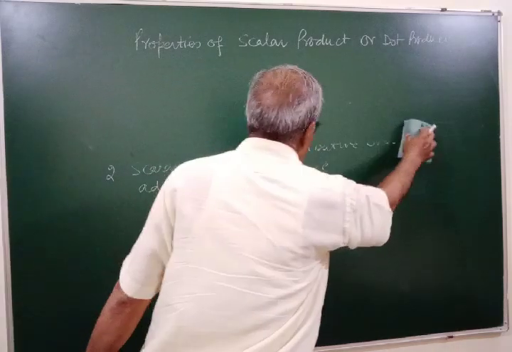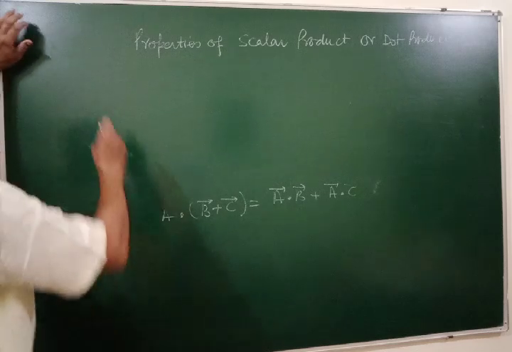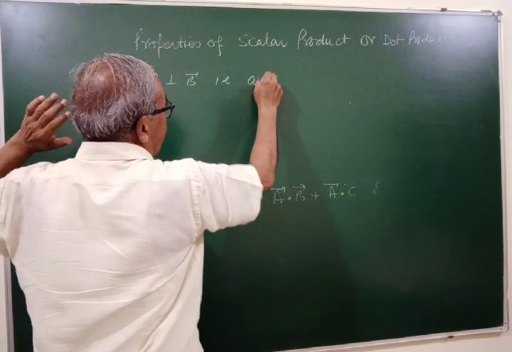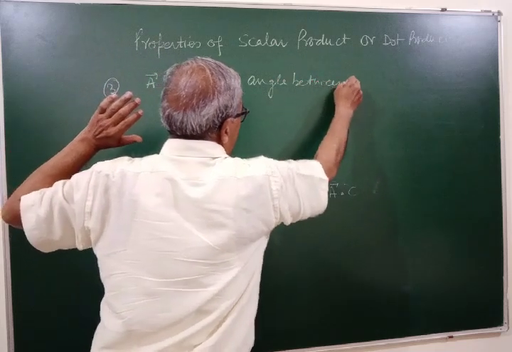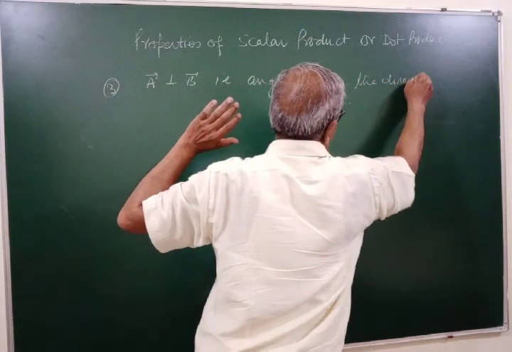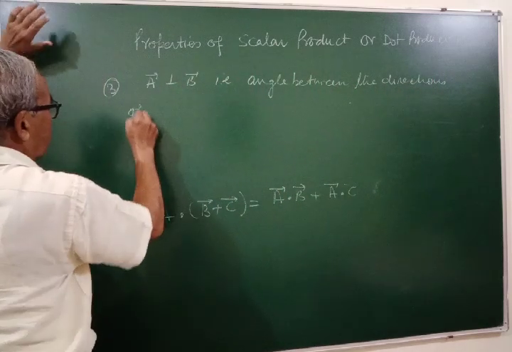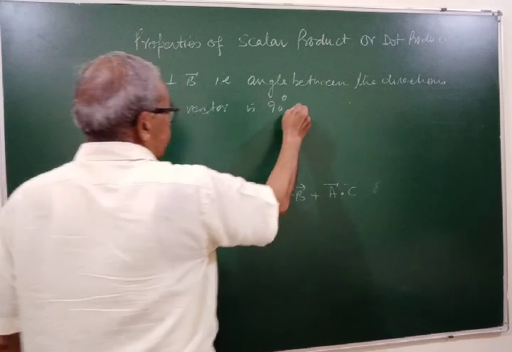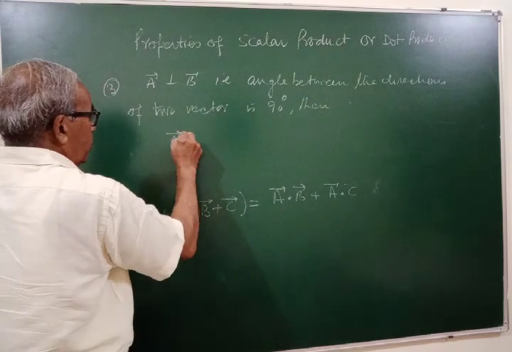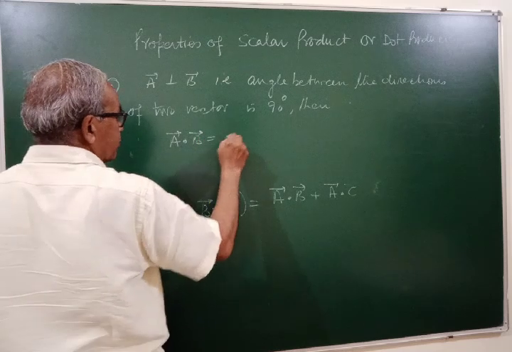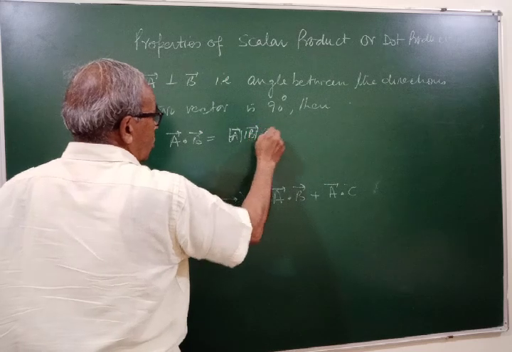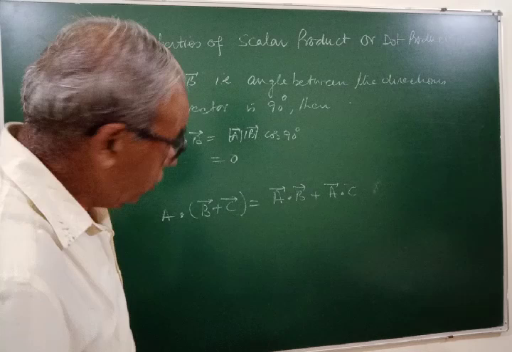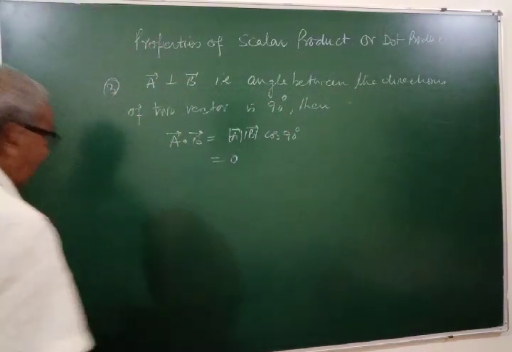Now number three. If vector A is perpendicular to B, that is, the angle between the directions of two vectors is 90 degrees, then very simple, A dot B is equal to modulus A modulus B cos 90, and everybody knows cos 90 is 0, so it is equal to 0. You have to remember this, it will be applied many times.